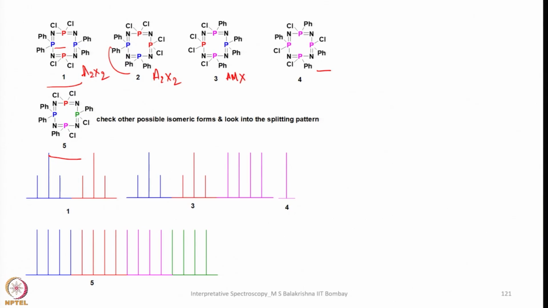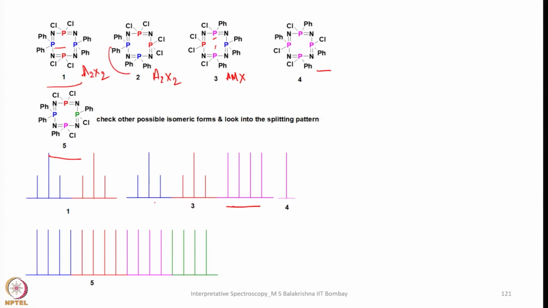In case of 3, what we have is an AMX spin system. This one is coupled with this one to give a triplet, and each triplet is split into a doublet. Then these two will be coupled with this one first to give a doublet, and then split by another one to give a doublet of doublets for this one, and then this is a triplet and this is a triplet here.